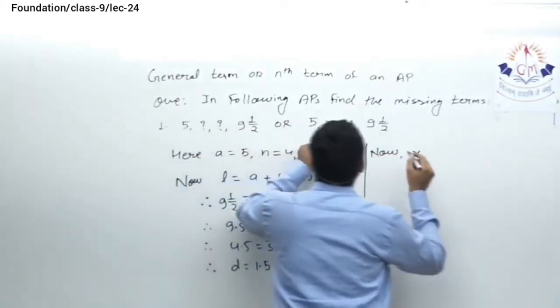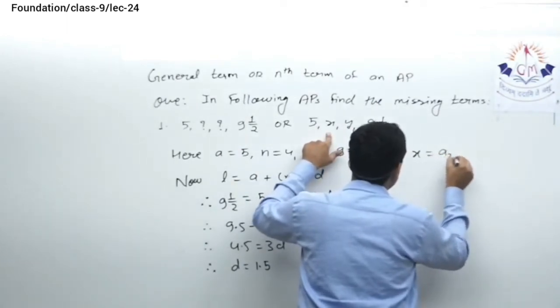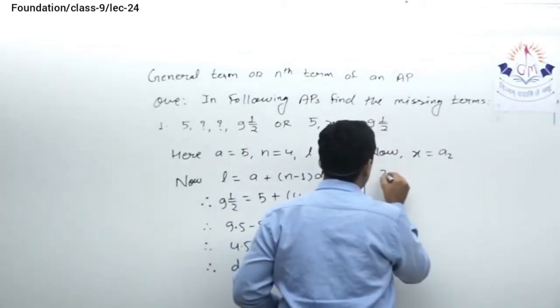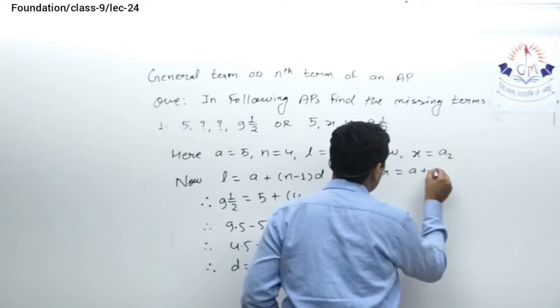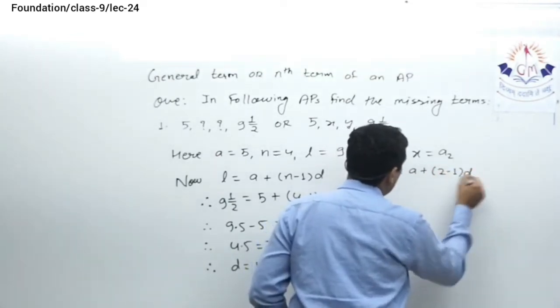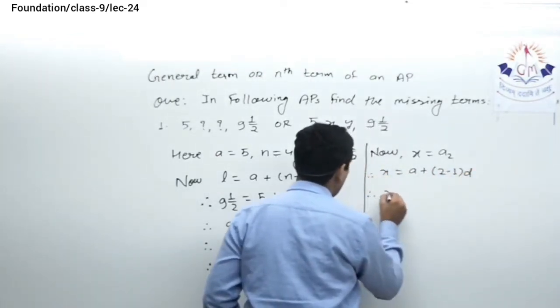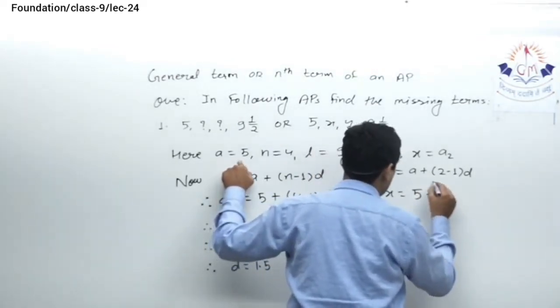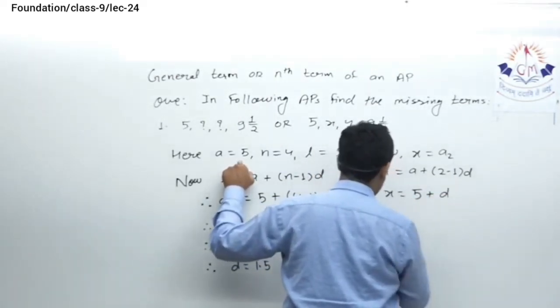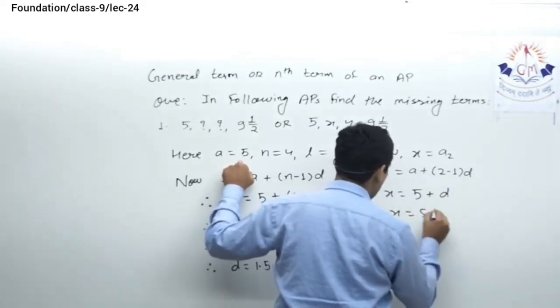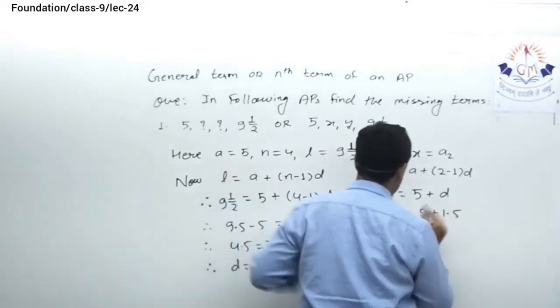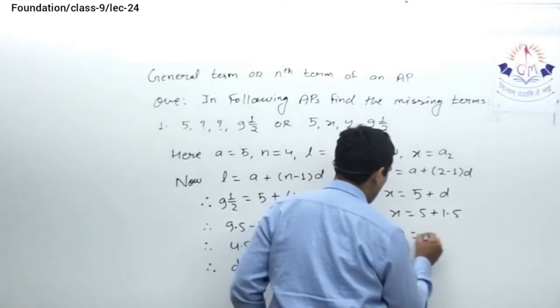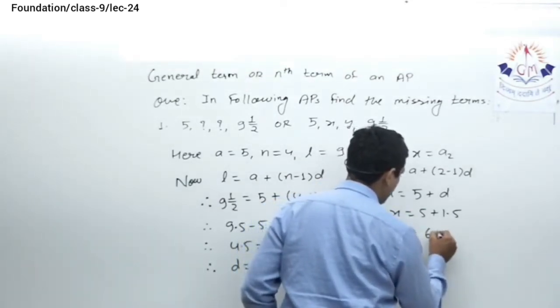So now x is equal to a2, the second term, that is x is equal to a plus 2 minus 1 into d. Therefore x is equal to, now what is a? 5, and 2 minus 1 is 1, that is d. So x is equal to 5 plus 1.5, that is x is equal to 6.5.